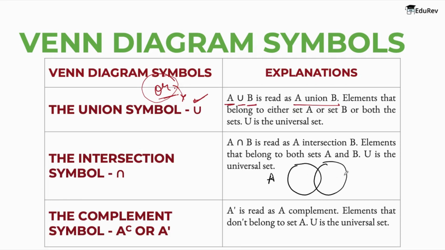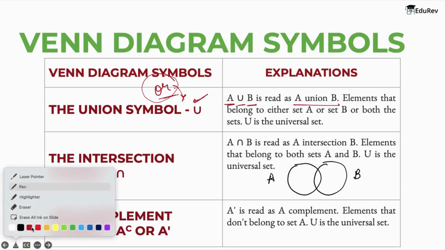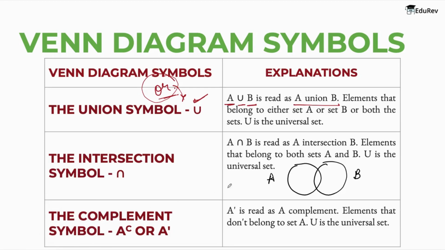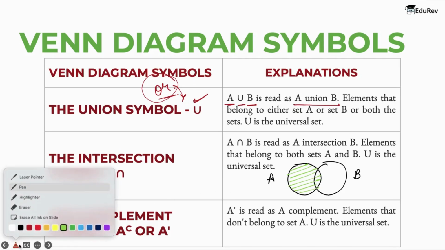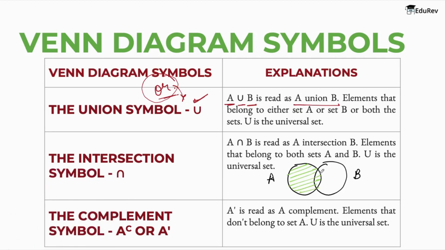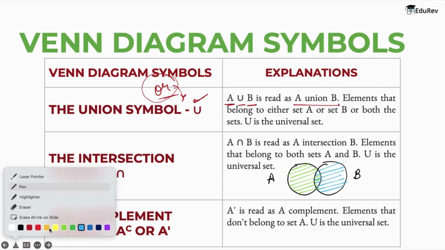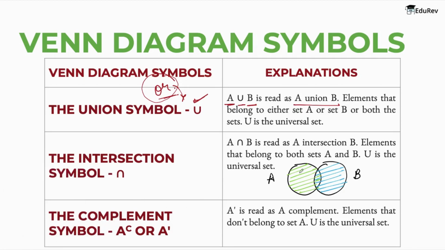Okay, so this is your set A, and this is your set B. The meaning of union is that whatever you are considering, either it should be present in your A, or it should be present in your B, or it should be present in both A and B, that is this portion. So this is the meaning of or, I can say union.